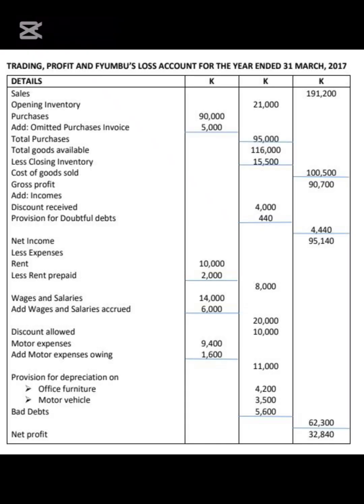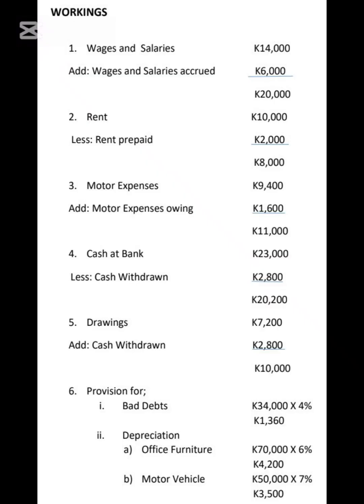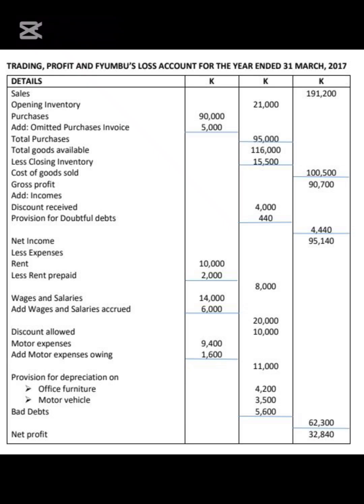Then we go to wages and salaries. Wages and salaries, from the list of balances, we have it as 14,000 kwacha. Then in the additional information, we have wages and salaries accrued 6,000 kwacha. So an accrued is an expense which we have not paid as the business. So now we need to find the total wages and salaries expense that we have. So we need to add it to 14,000 to give us 20,000.